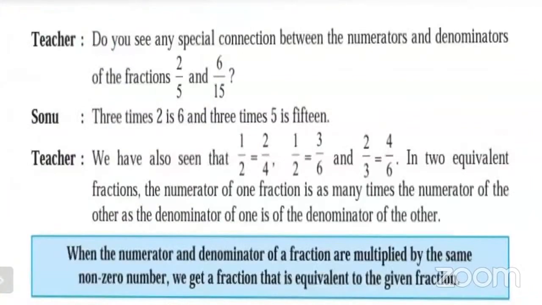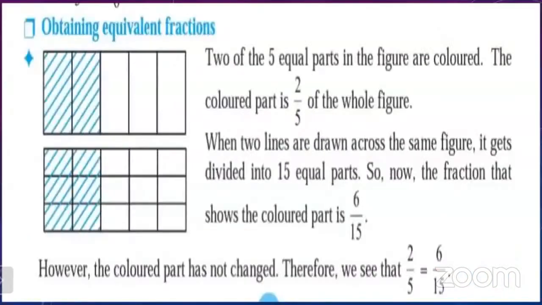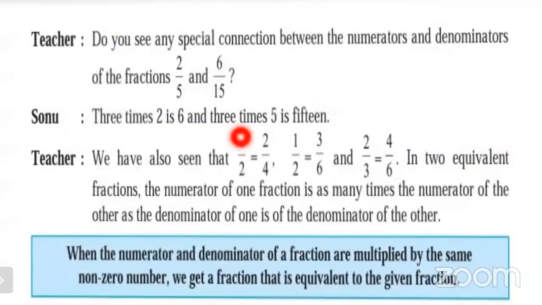Okay. Now look at here what is given. Here the teacher and Sonu are both discussing. What is the discussion about? Let us try to understand. Teacher said, do you see any special connection between the numerator and denominator of the fractions 2 upon 5 and 6 upon 15? Do they have some special connection? Sonu said 3 times 2 is 6 and 3 times 5 is 15. Okay, this is the special connection between their denominator and numerator.